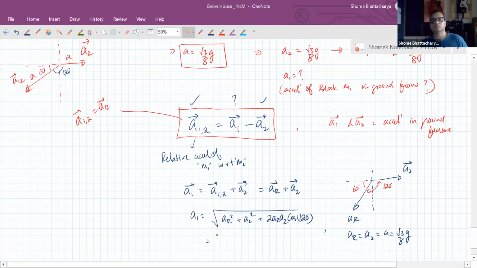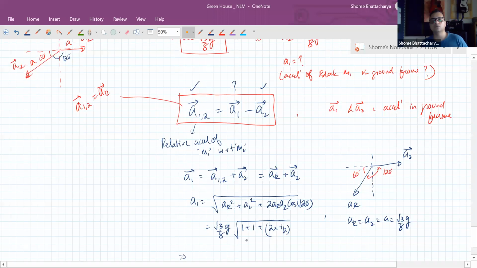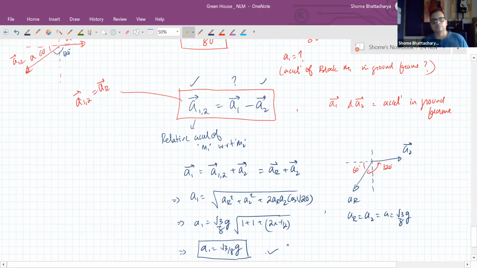So this becomes root 3 by 8g into square root of 1 plus 1 plus 2 into cos 120, which is minus half. So interestingly, a1 also comes out to be the same with magnitude. But that is only because that angle was 60. If the inclined plane angle was something else, then a1 would not have come out to be the same magnitude as a. Because this cos 120 term is minus half, that's why it comes out to be this way in the end. Okay, so just make a note of this finally.